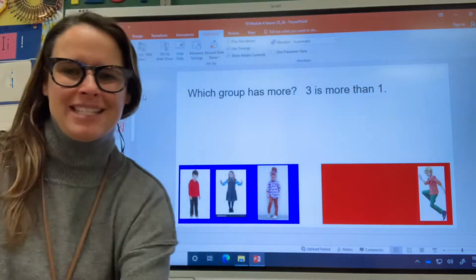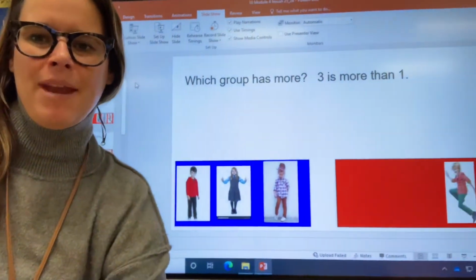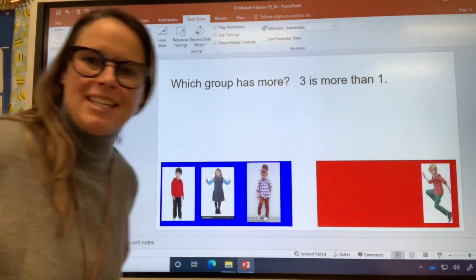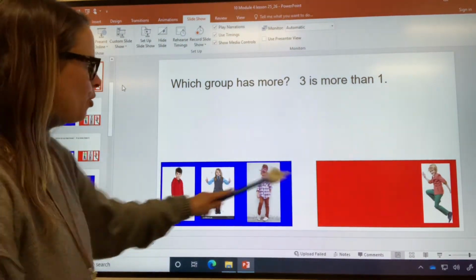All right. I hope you can see this really well. All right. So we're going to compare. That means we're going to see which one has more or fewer. We're going to compare these two groups, right? So we got the blue group and the red group.